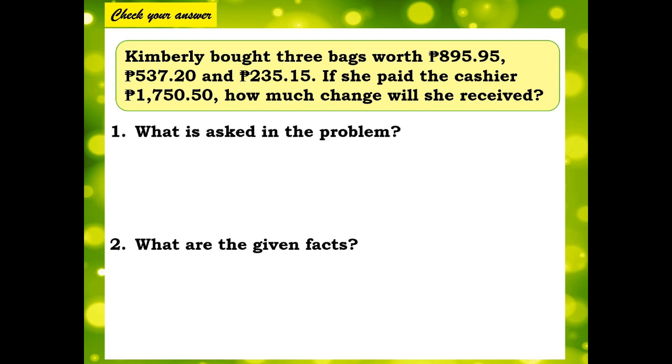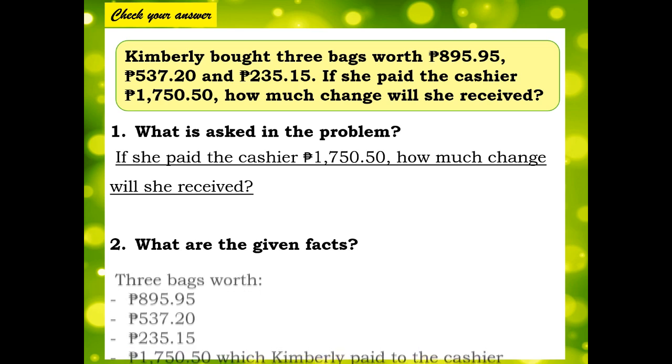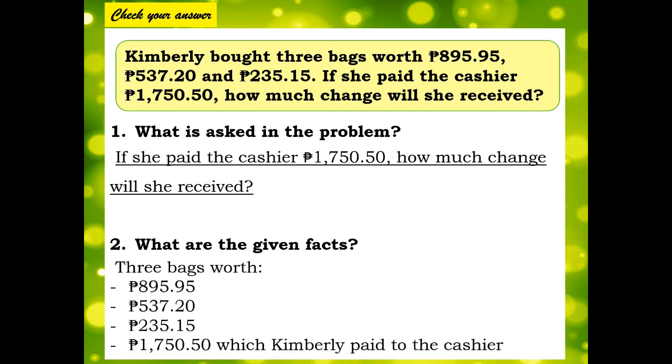In question number 1, the answer is if she paid the cashier 1,750 pesos and 50 centavos, how much change will she receive? For question number 2, the answers are 3 bags worth 895 pesos and 95 centavos, 537 pesos and 20 centavos, 235 pesos and 15 centavos, and 1,750 pesos and 50 centavos which Kimberly paid to the cashier.